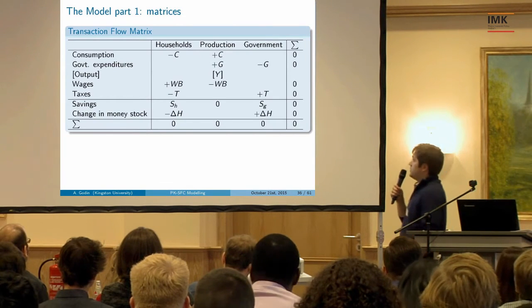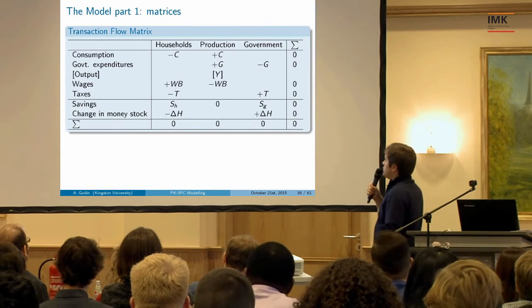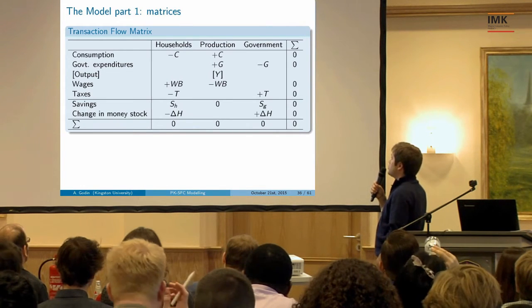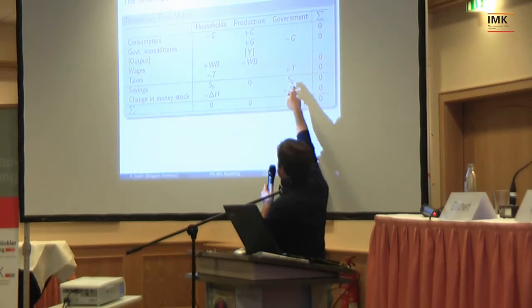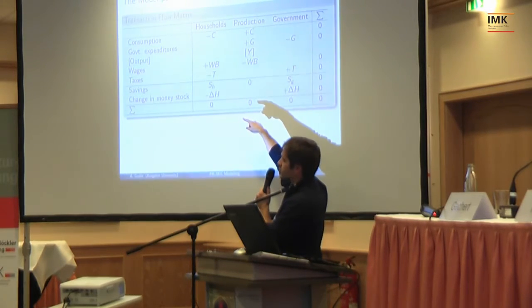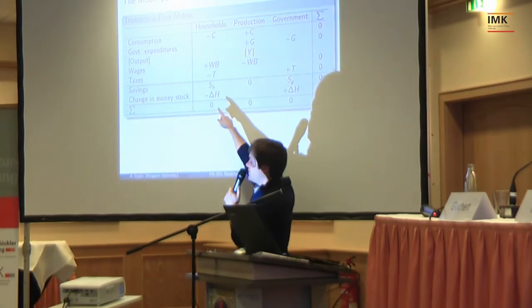That's the transaction flow matrix. So you have consumption, government expenditure, wage bill, taxes, which gives you the savings, and then you see how the savings are being allocated into the many different assets, basically the money stock.